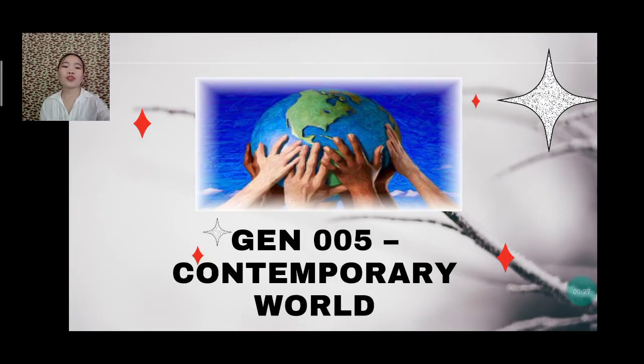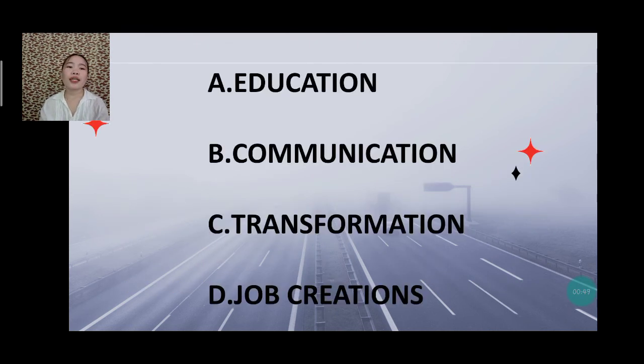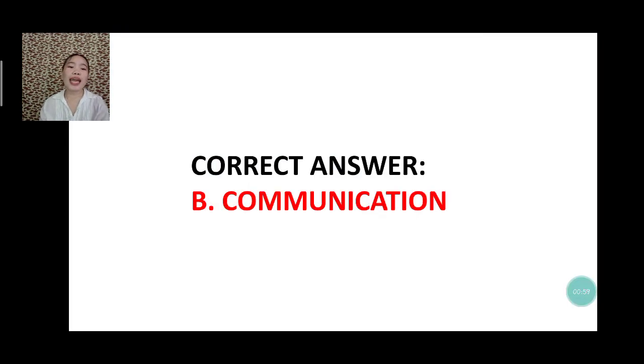So let us start with Gen 5 Contemporary World item number 49. The spread of the internet and the possibility of sending emails and chatting makes this aspect become fast, instantaneous, more deliberate, and unified. This showcases how technological innovations impact which aspect. The options are letter A, education, letter B, communication, letter C, transformation, and letter D, job creations. The correct answer is letter B, communication.